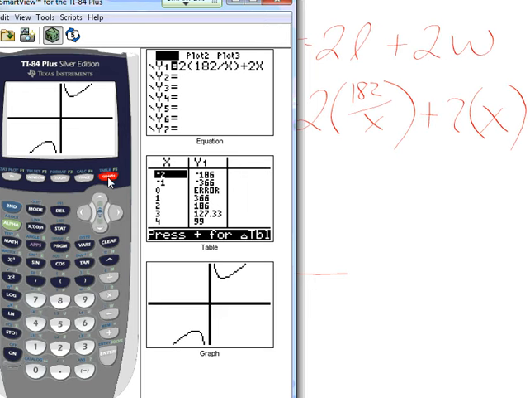Okay, I'm going to find the low spot by going second, calculate, minimum. And then I'm going to get to the left of the spot that I want. Got to find the little spider thing. There it is. I'm to the left of the spot I want. And then I'm going to go to the right of the spot I want. And I'm going to say enter and enter. And there is the low spot.